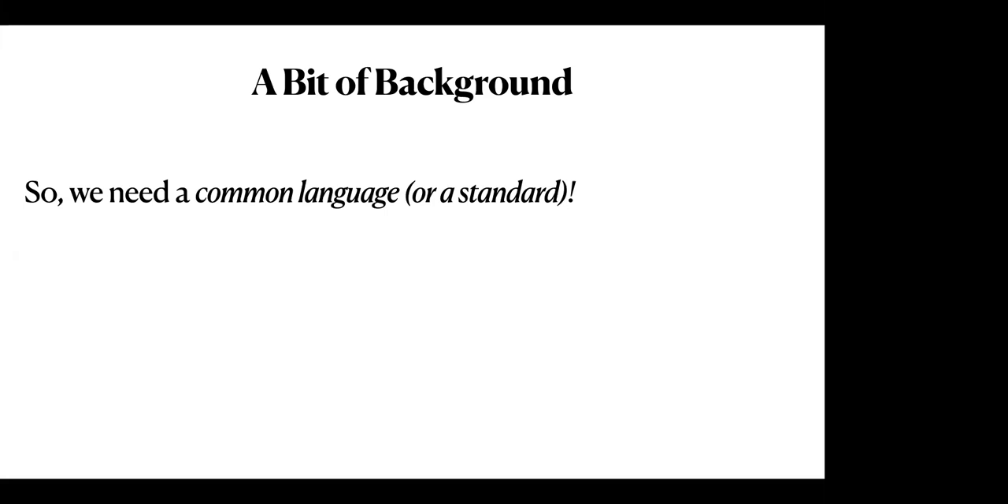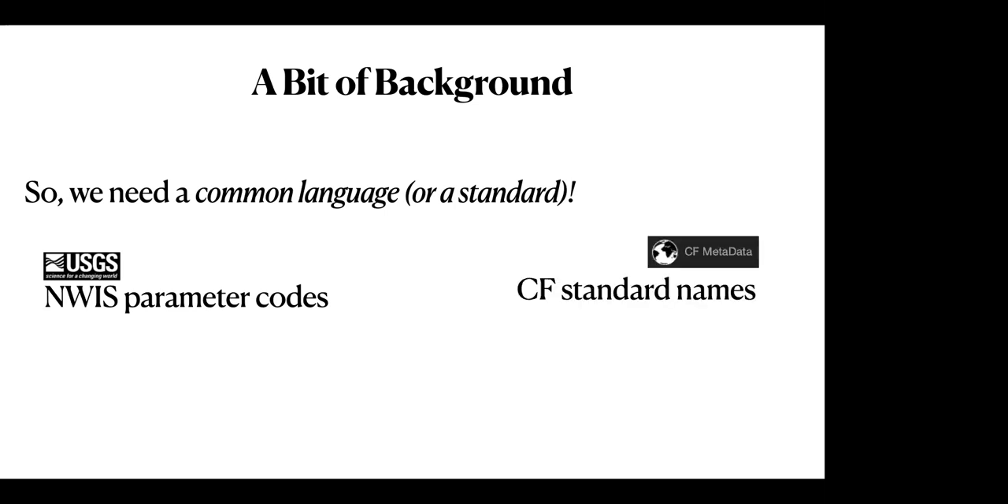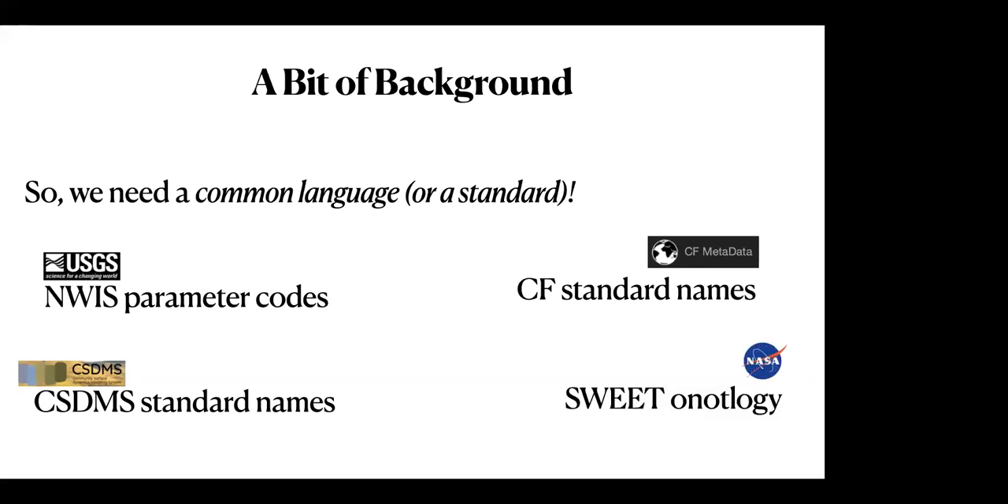And in the earth sciences, we do have a lot of standards, or if not necessarily standards, just lists of variables to pick from. So you might be familiar with the USGS NWIS parameter codes or the Climate and Forecasting standard names. You also have the CSDMS standard names built right here in-house. You also have NASA's SWEET ontologies, the GCMD keywords, and so many more. I'm just popping up here the ones that I'm most familiar with, but I'm sure you know many others.